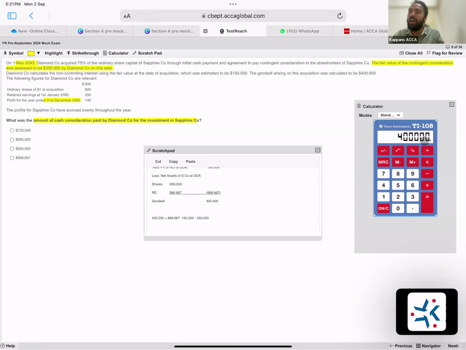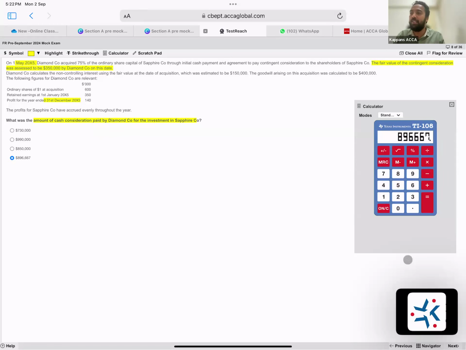The goodwill 400,000. Final answer, working backward, plus 996,667. That is net asset of subsidiary company at date of acquisition. Then minus NCI at date of acquisition, 150,000, minus purchase consideration, which is the deferred contingent consideration fair value, 350,000, equal to 896,667. Option D is the answer.